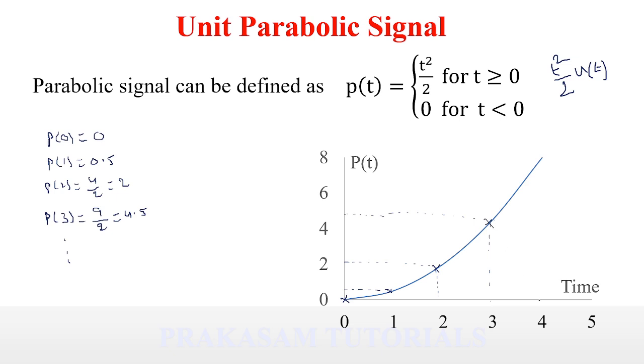Next, t is equal to 4. P of 4 is 4 square, 16. 16 by 2 is 8. Like that. So connect all the marking points. Connect all these marking points by a smooth curve. We get parabolic shape.